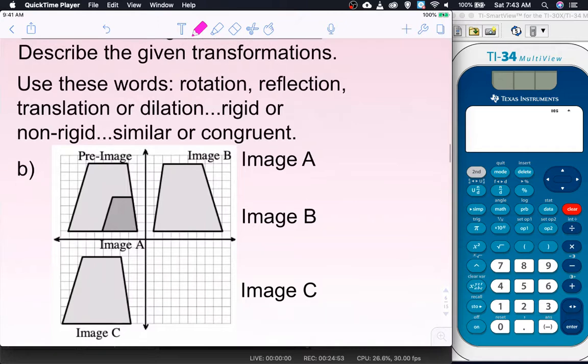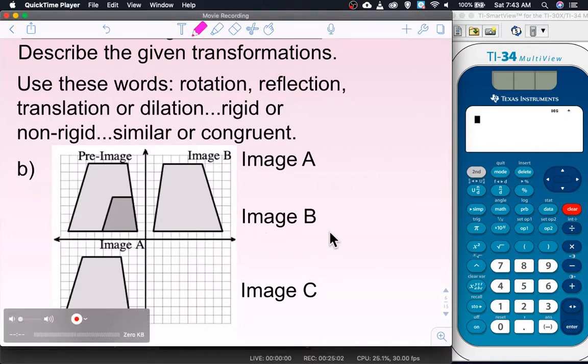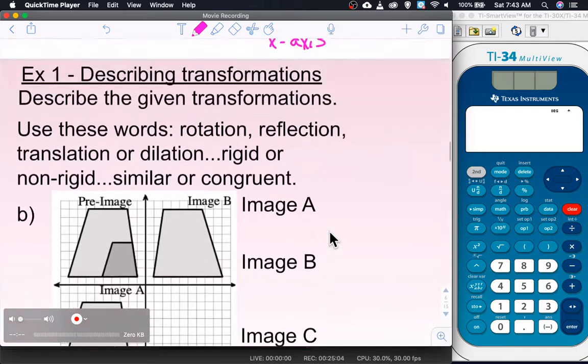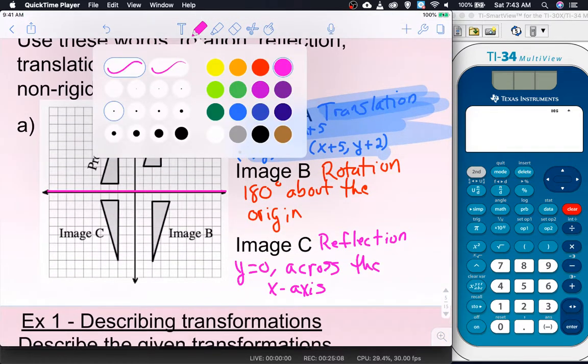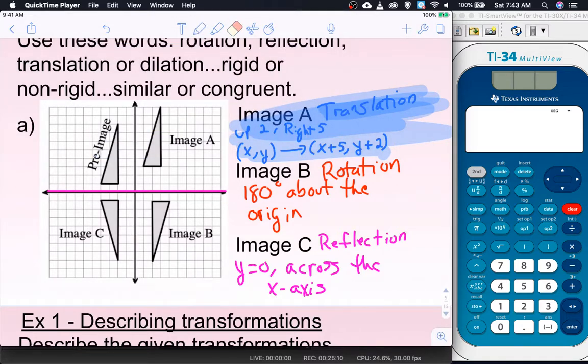Okay, so we're going to pick up the pace a little bit here, just because now that we've seen it, it's going to be a little bit easier. So image A. Well, first off, let's dissect this picture. Oh, and we never said rigid, similar, congruent, all that stuff. So let's do that quick. I forgot. My bad.